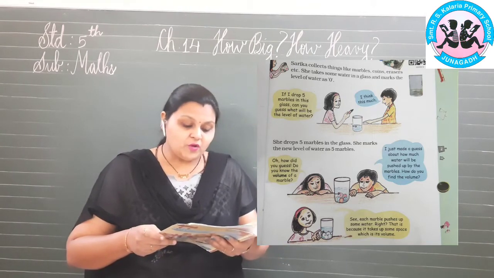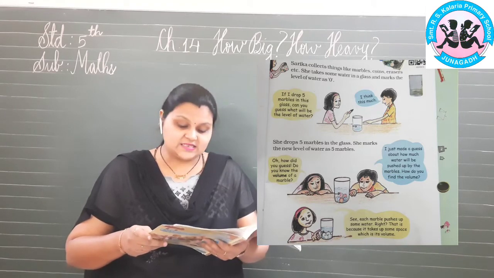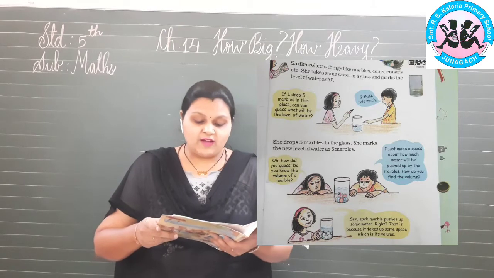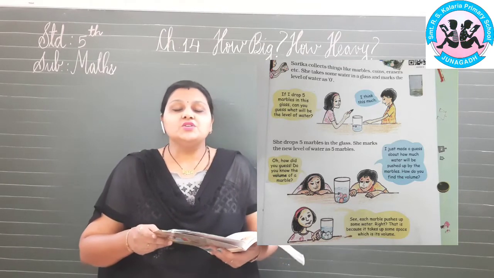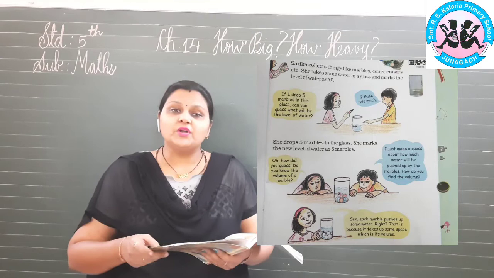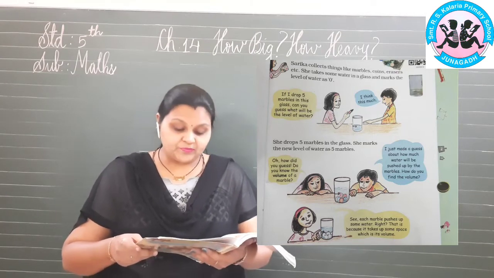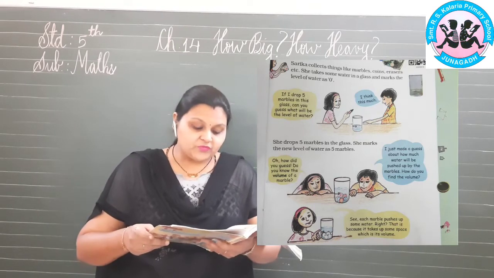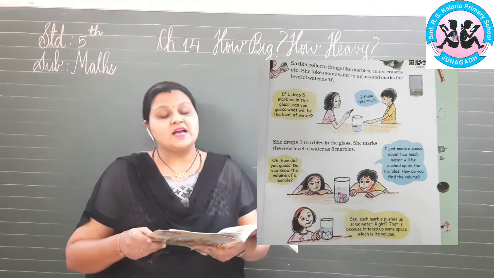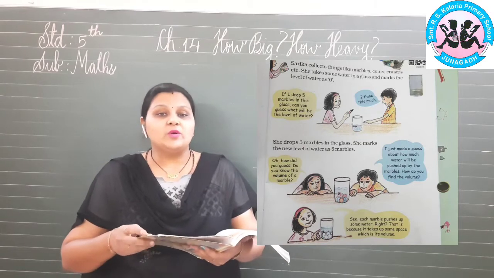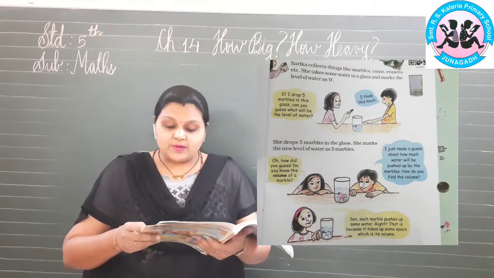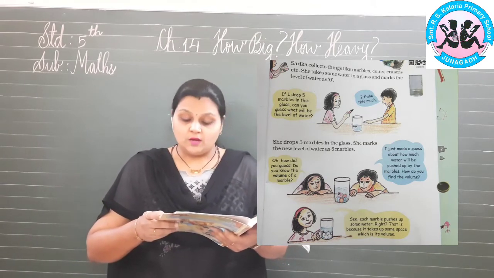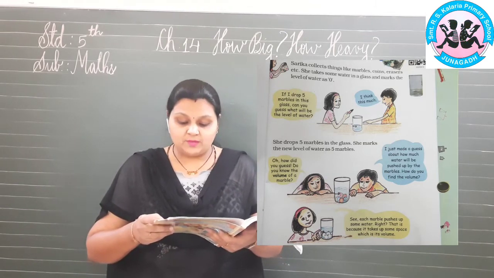She drops 5 marbles in the glass. She marks the new level of water as 5 marbles. Now again she will put the marbles in the glass. Oh, how did you guess? Do you know the volume of the marble? Now she is asking the boy how he has guessed. The boy is replying, I just made a guess about how much water will be pushed up by the marbles.